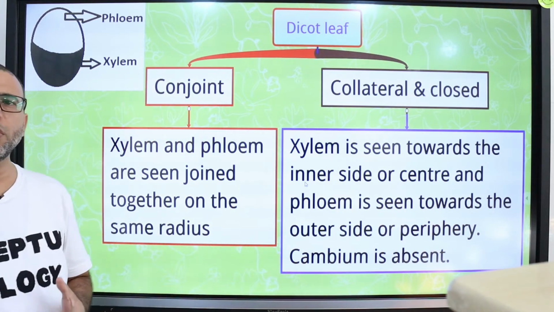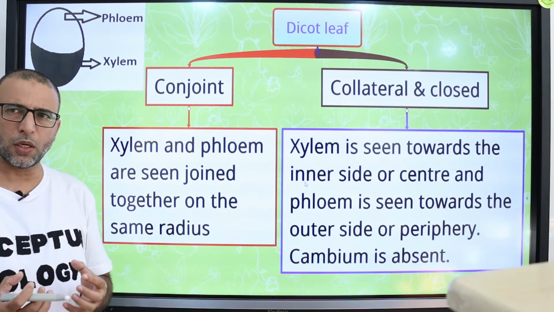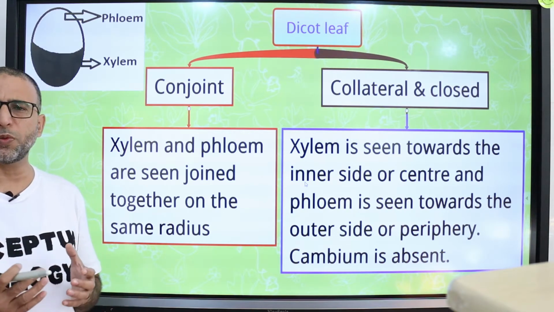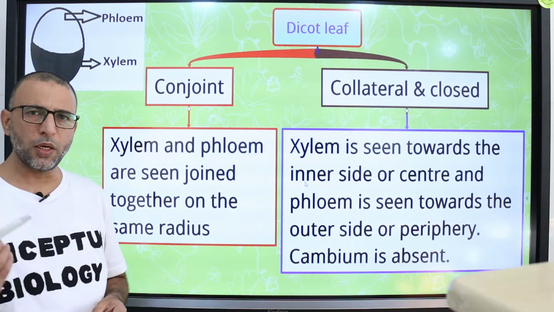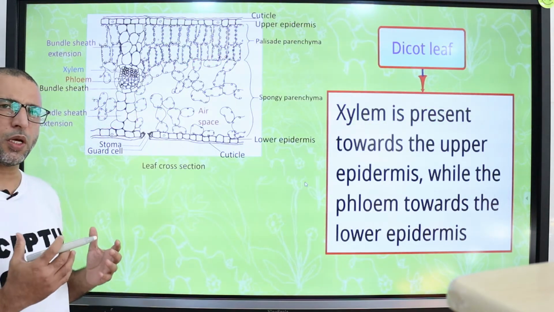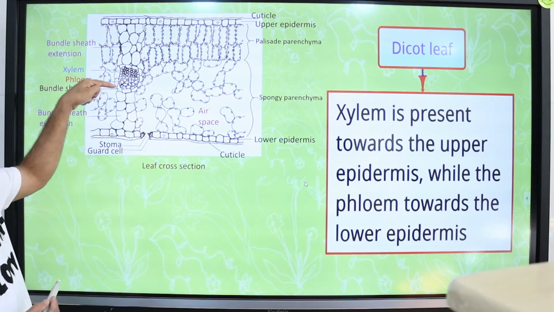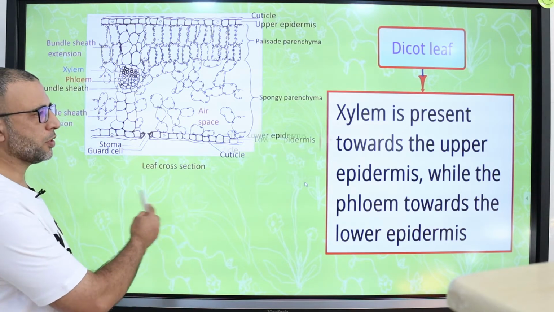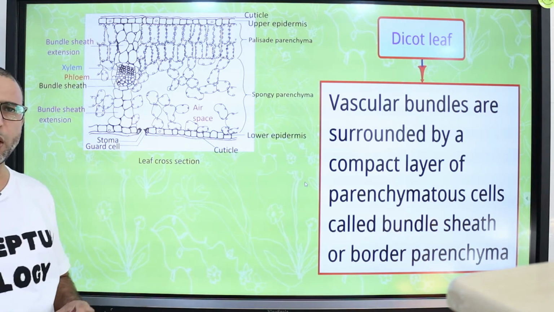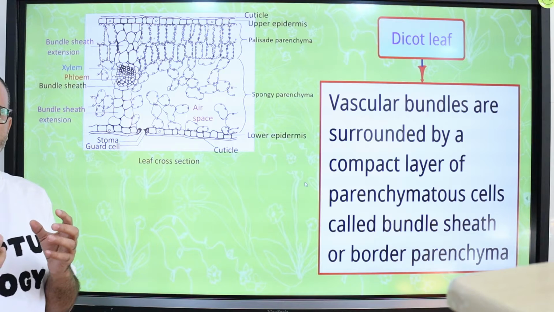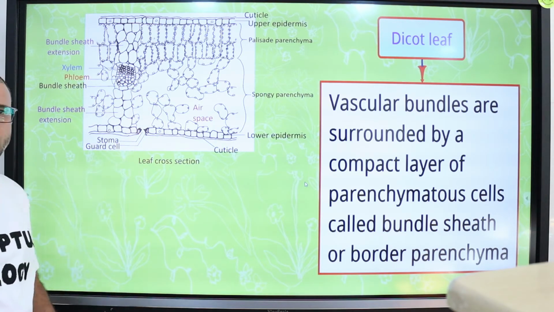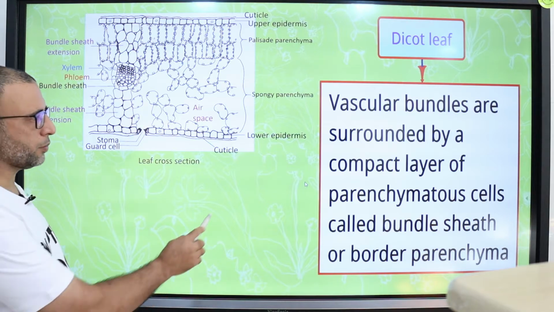What is cambium? Cambium is made of actively dividing cells which are present between xylem and phloem tissues, and they are responsible for secondary growth. In dicot leaf, cambium is absent. Xylem is present towards the upper epidermis and phloem is present towards the lower epidermis. Vascular bundles, that is xylem and phloem, are surrounded by a compact layer of parenchyma cells called bundle sheath, and bundle sheath is also known as border parenchyma.